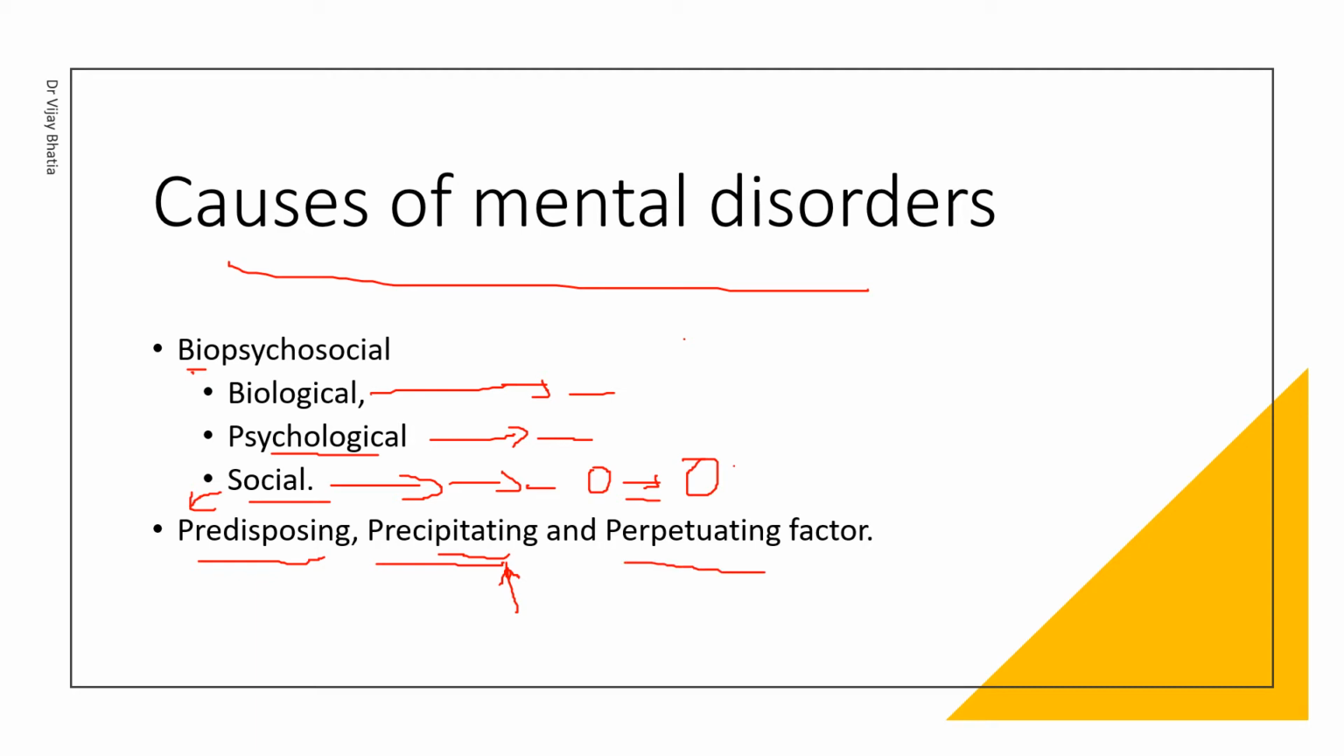There will be perpetuating factors. If he gets the job, he will probably get better. His financial situation might get better. However, if these things continue, there will be perpetuating factors, which are also known as maintaining factors.